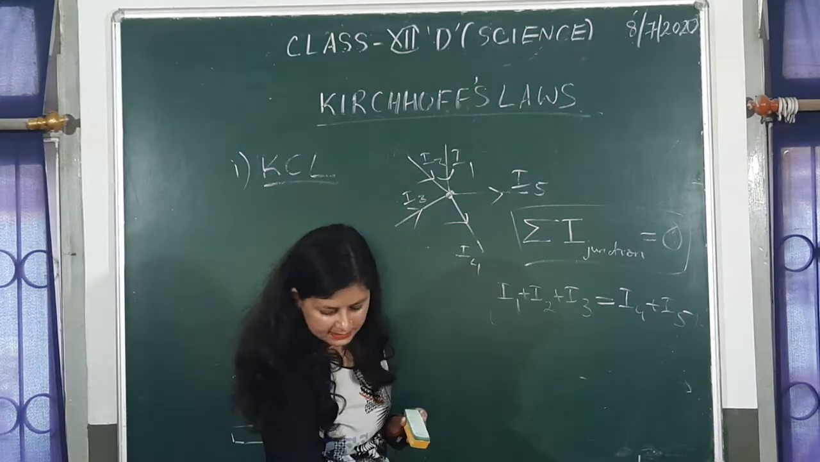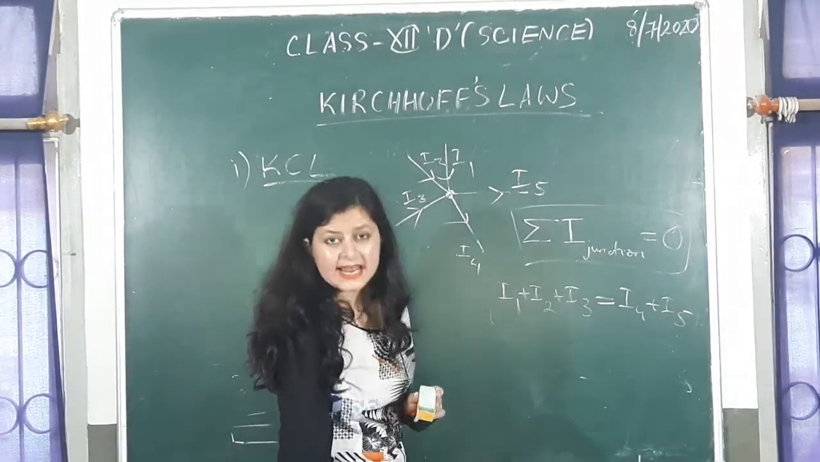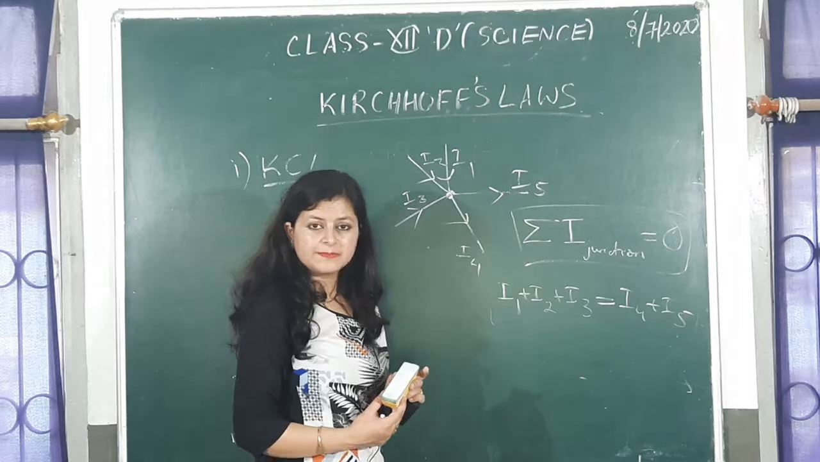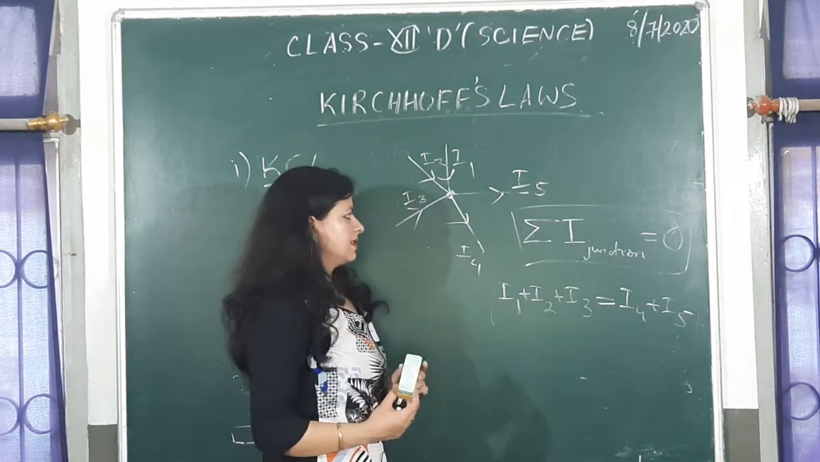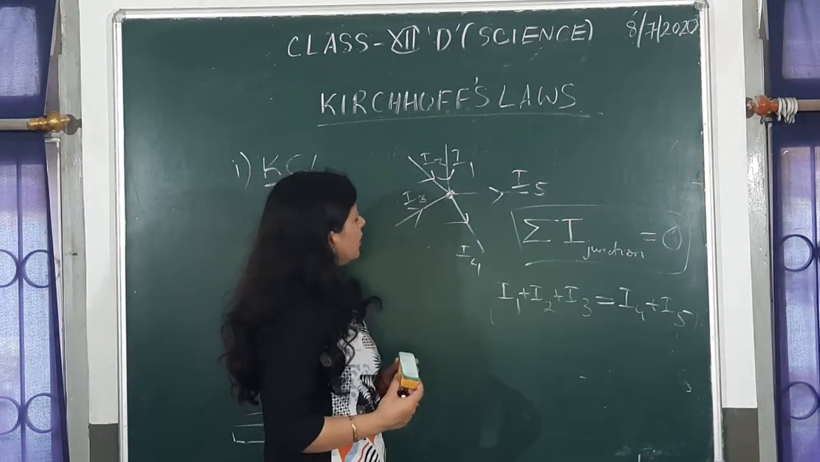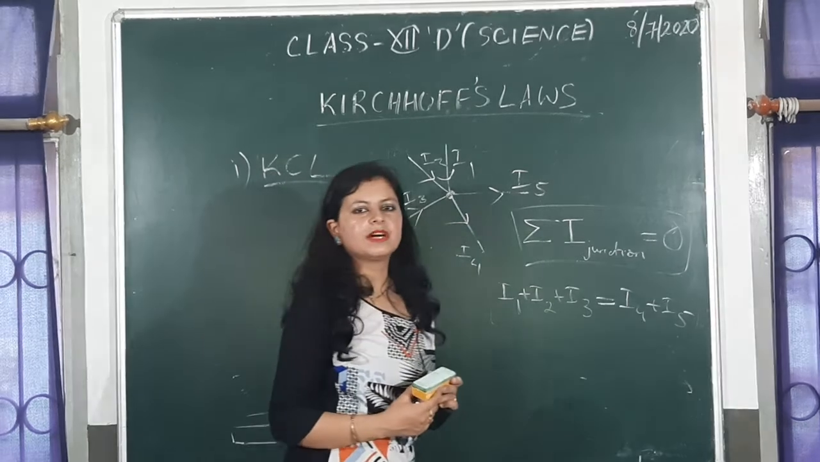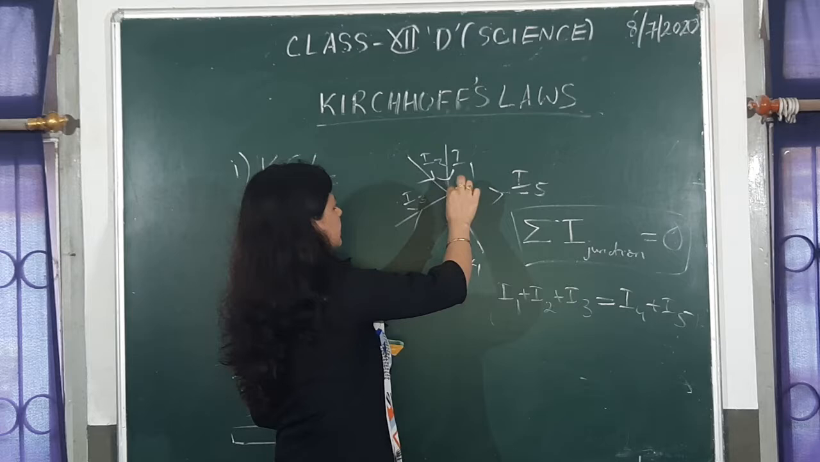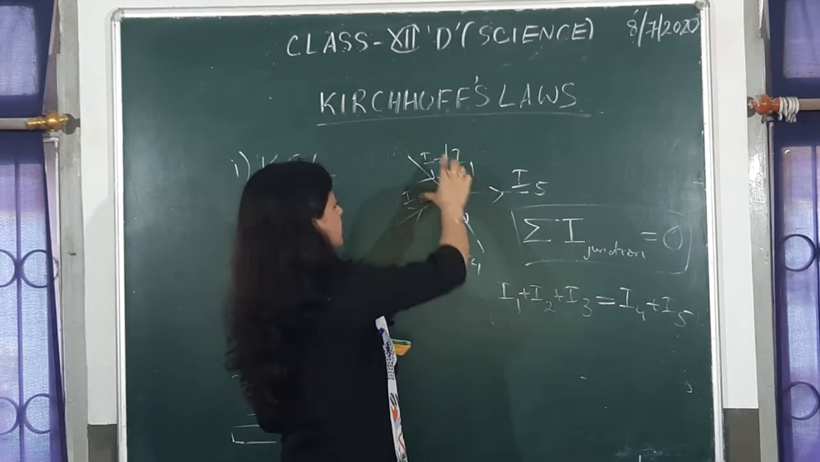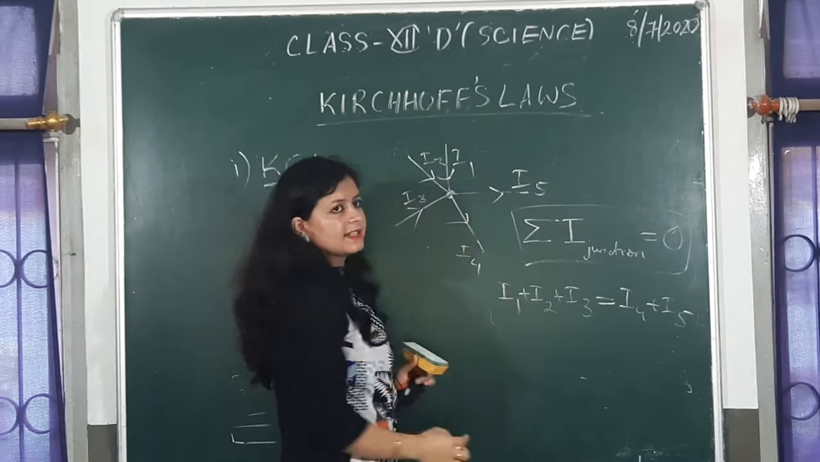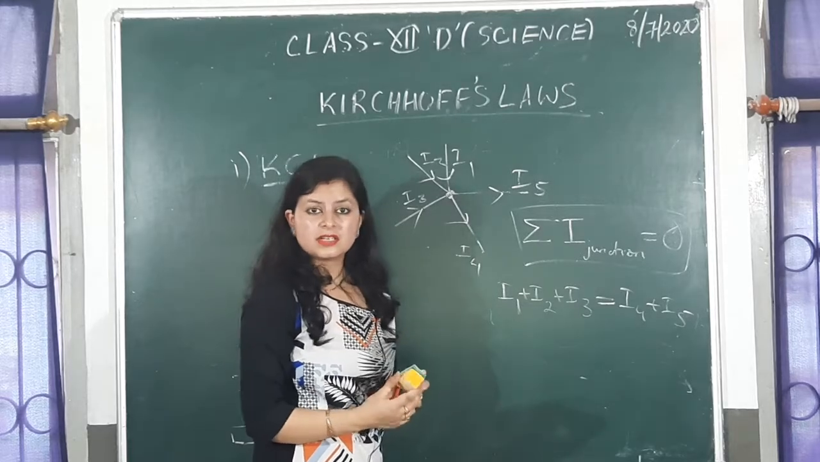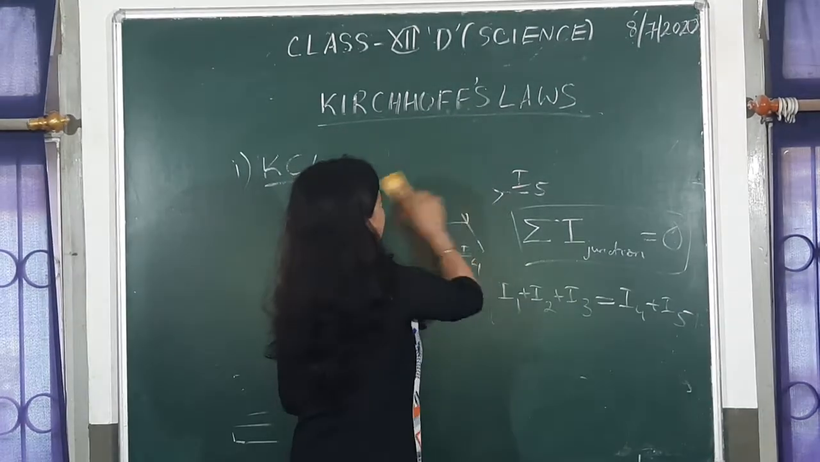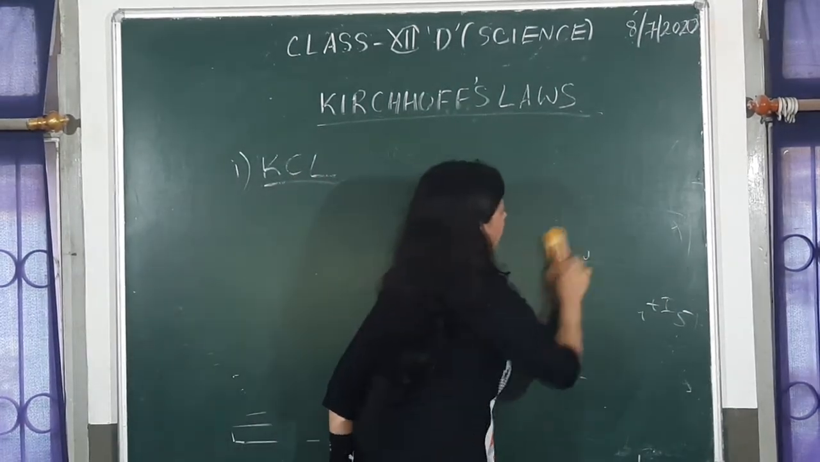Now this law is an application of the principle of conservation of charges, because the current is nothing but charge divided by time. So if the total current entering is equal to total current leaving, that means total charge entering is equal to total charge leaving. So isn't the charge conserved here? Yes. So that is all about Kirchhoff's current law.